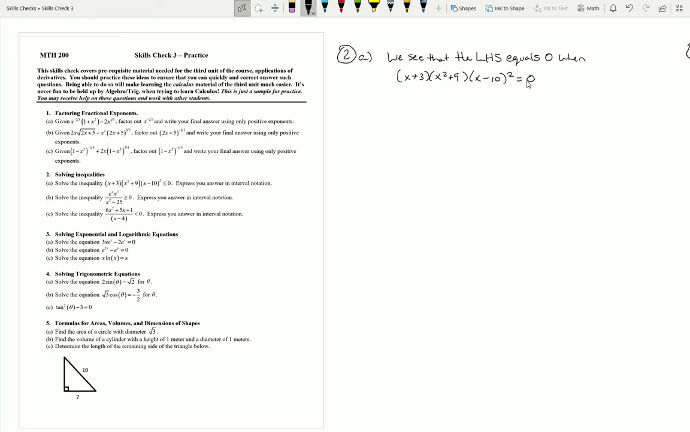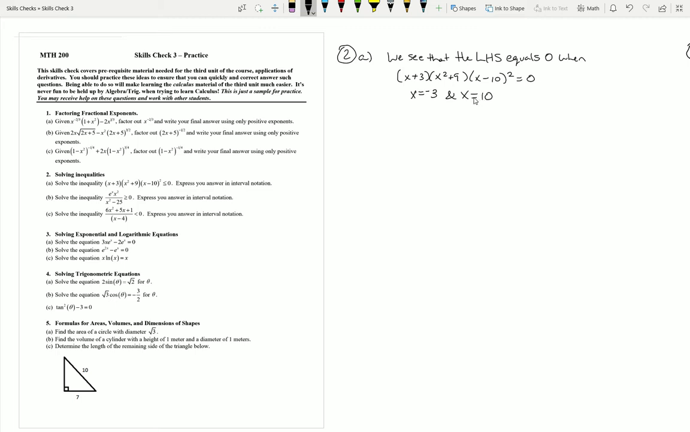So I can quickly determine several values. If x plus 3 is going to be equal to 0, that would give me x would have to be negative 3. x squared plus 9 actually can't equal 0. That's not possible, because notice that even if I try to set this up, x squared plus 9 equal to 0, then I'm going to get x squared is equal to negative 9, and there are no real numbers that could make this work. And again, we're only working with real numbers here in Calculus 1. So I can't get this x squared plus 9 to turn into 0.